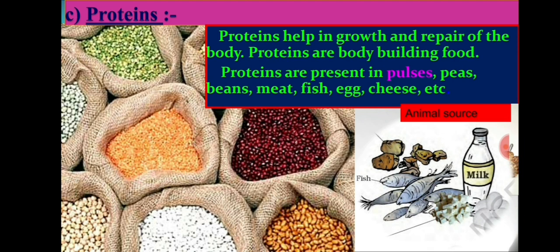These milk products and animal products contain proteins, and proteins are bodybuilding food because they help us in our growth and our development, and they repair the body.